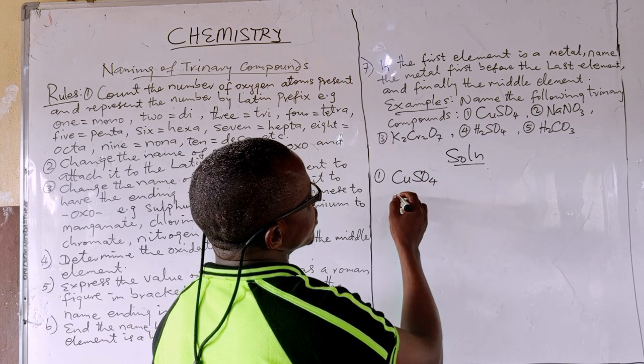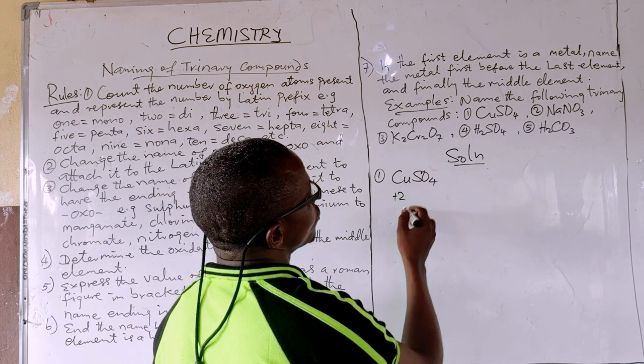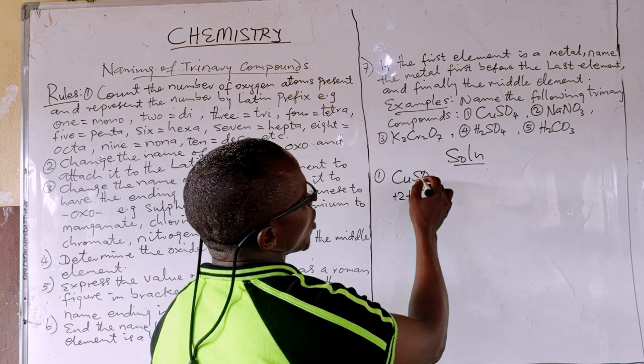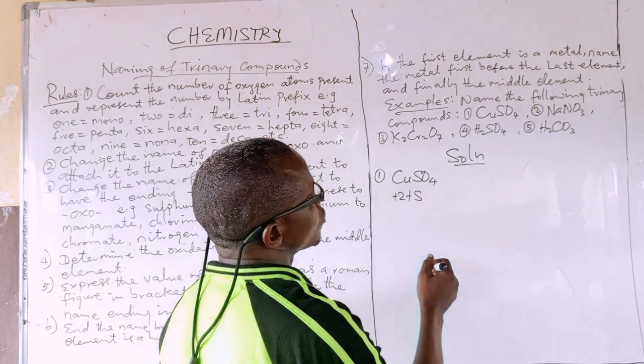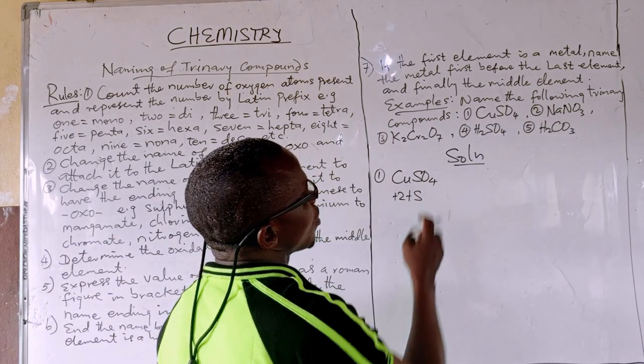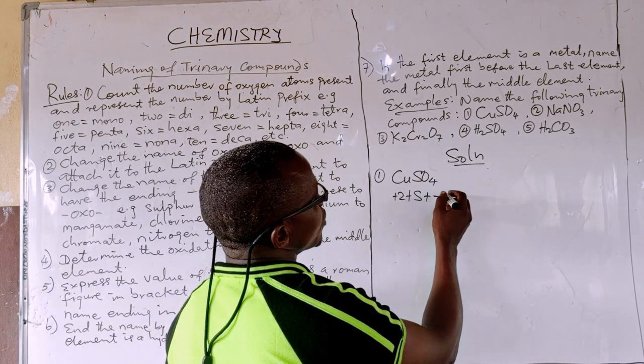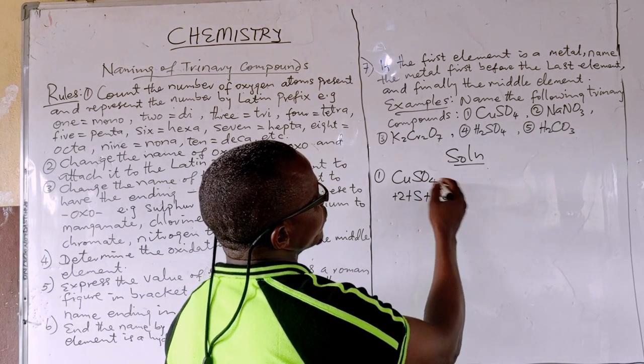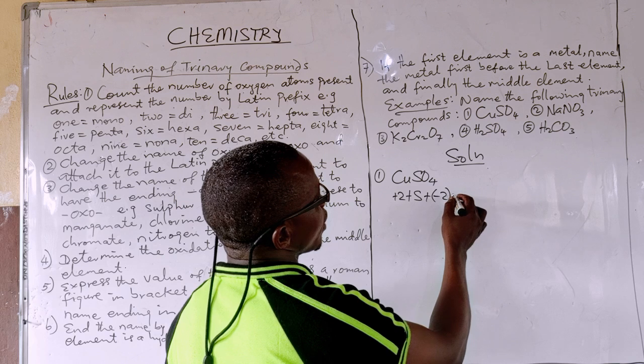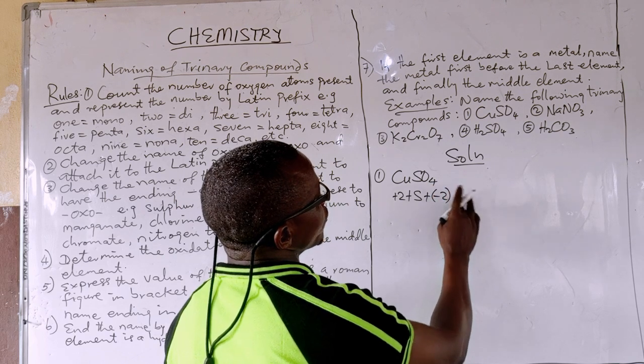So from this, you should know that copper here has valency of plus 2, plus sulfur that I don't know. I want to work out the oxidation state of sulfur there. Oxygen is minus 2 at all times. I've told you that before. So multiply by 4.